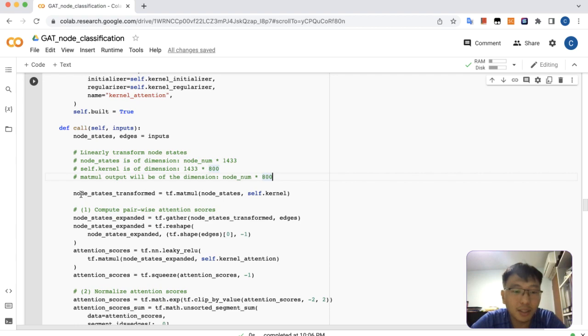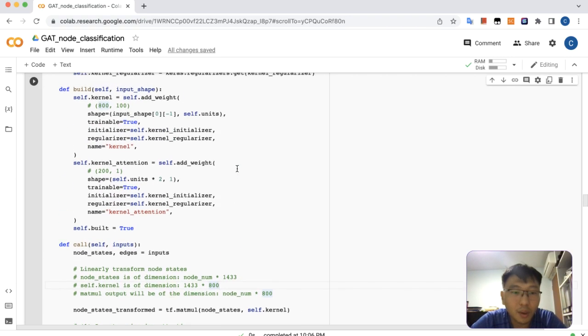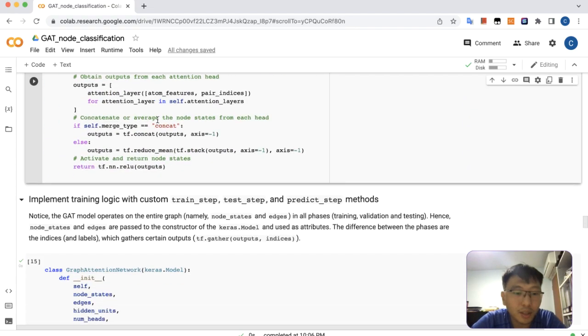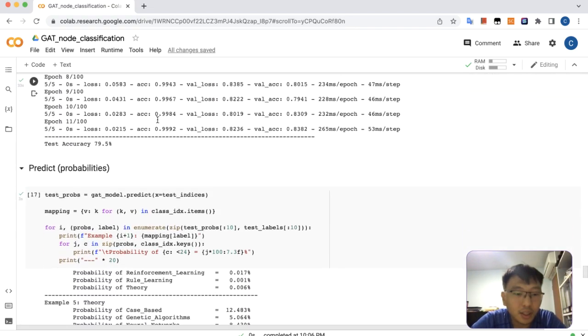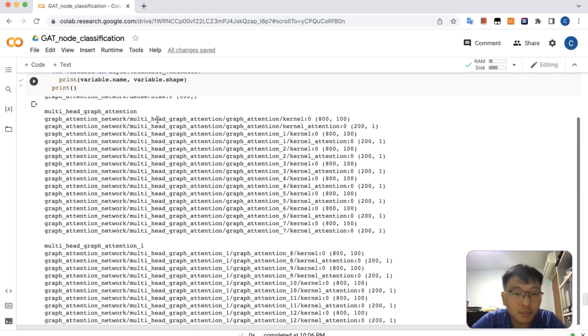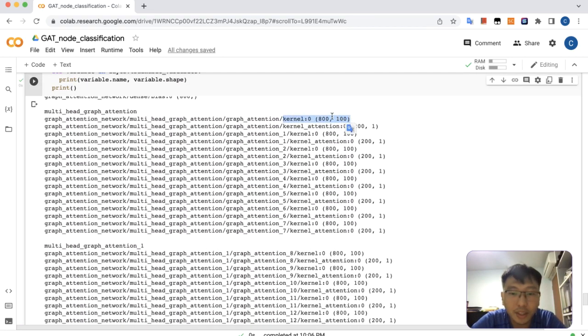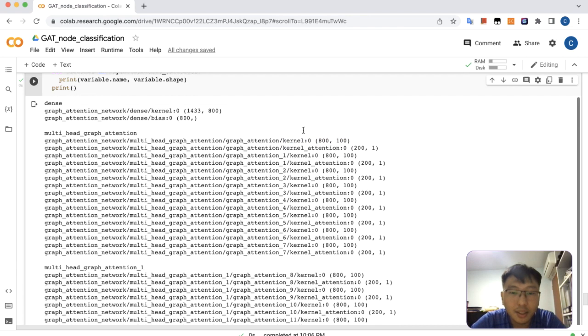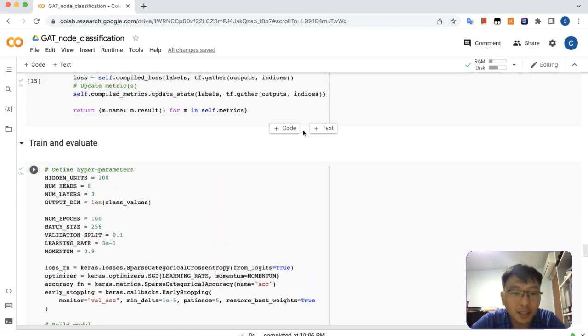So the first part, it will require a nodes transform, which takes in the node states of this dimension, and multiplies by this kernel. So this kernel here, the input shape 0 minus 1. Actually, this kernel, when I checked just now, was actually 800 by 100. So it means that this part needs to change.